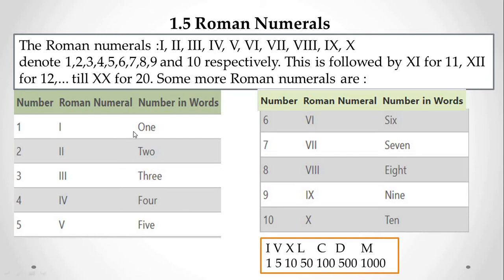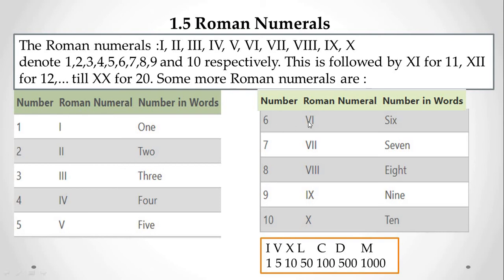So 1 means I, I 2 times is 2, I 3 times is 3. You can easily remember, but any symbol is repeated a maximum of 3 times, not more than 3. IV is the new symbol for you. V is 5. If you write a smaller number on the left hand side, then it is subtracted. So 5 minus 1 is 4. Here V is 5.